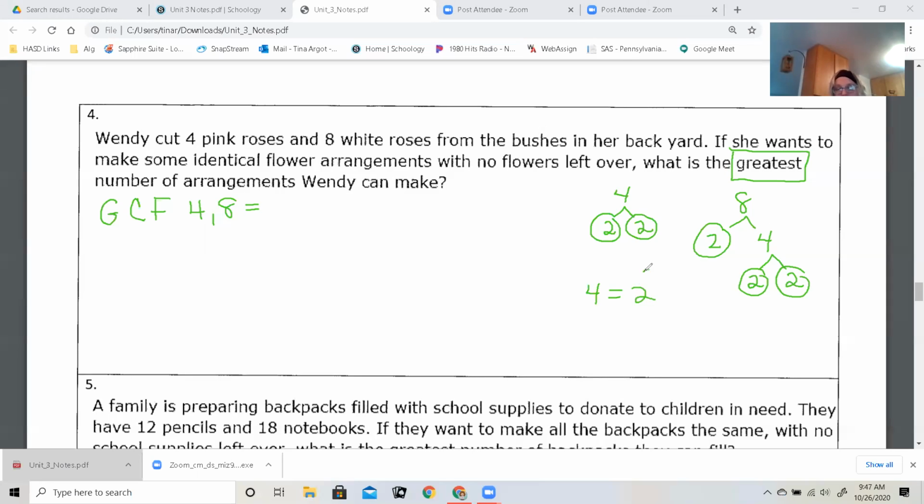So when you prime factor 4, you're going to get 2 squared. And when you factor out 8, you're going to get 2 cubed. For GCF, you take only what's the same and the lowest exponent. So you're going to take the 2 squared because that's the lowest. And when you do that, you end up with 4. And the question says, what is the greatest number of arrangements? So you have 4 arrangements.